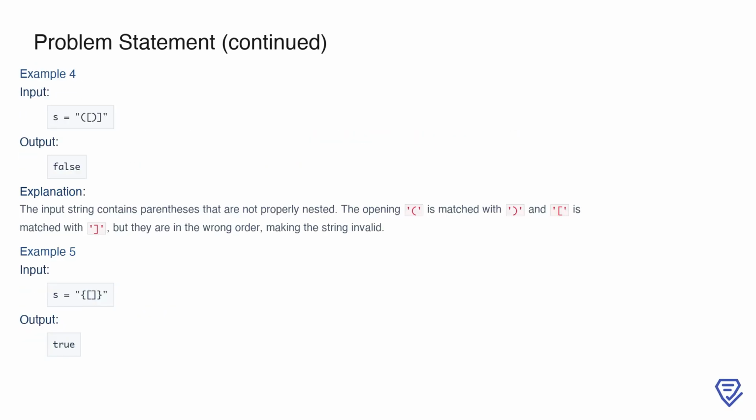Finally, let's look at a valid and properly structured example. In the string, the opening is correctly matched with, and the opening is correctly matched with. Furthermore, the brackets are properly nested, with the square brackets enclosed within the curly braces. Since all the validation rules are satisfied, the output is true for this string.